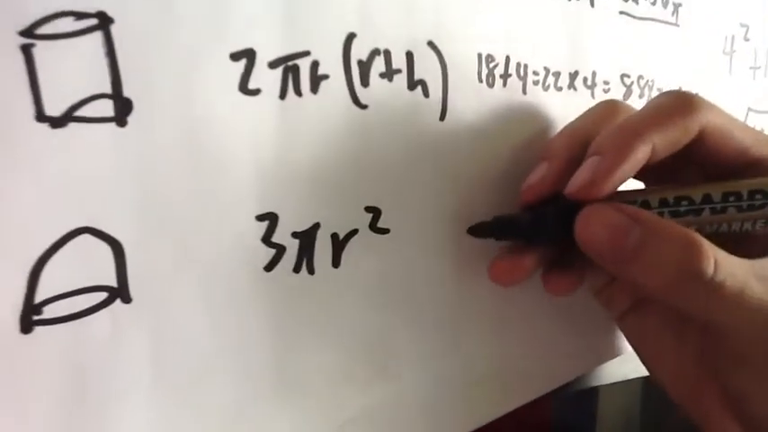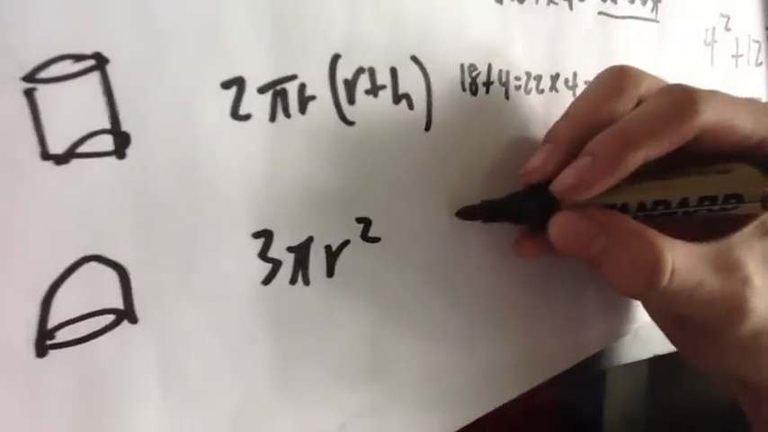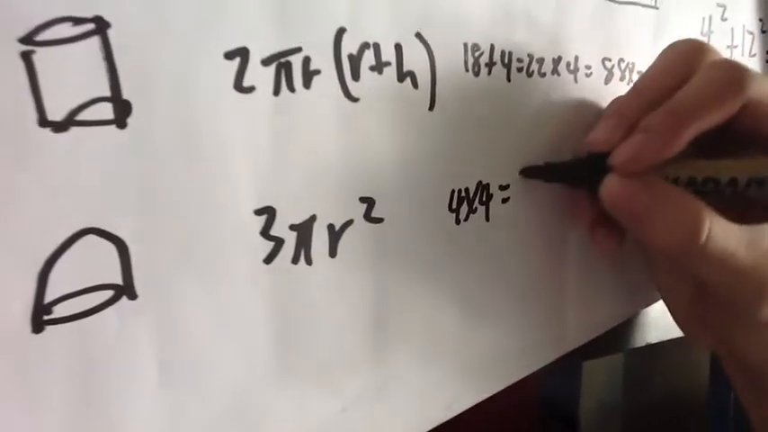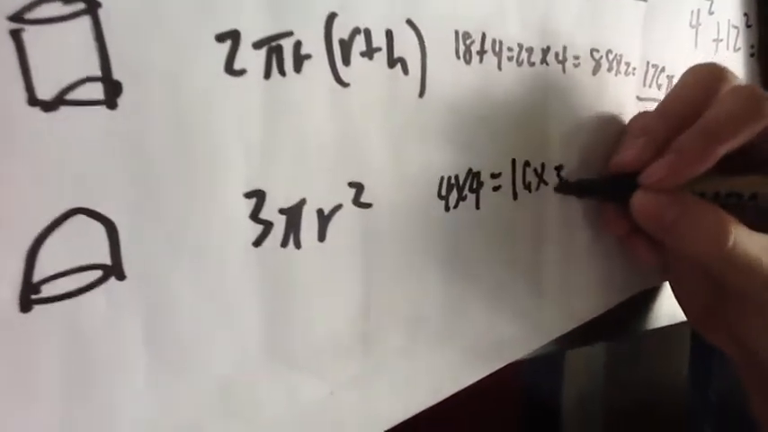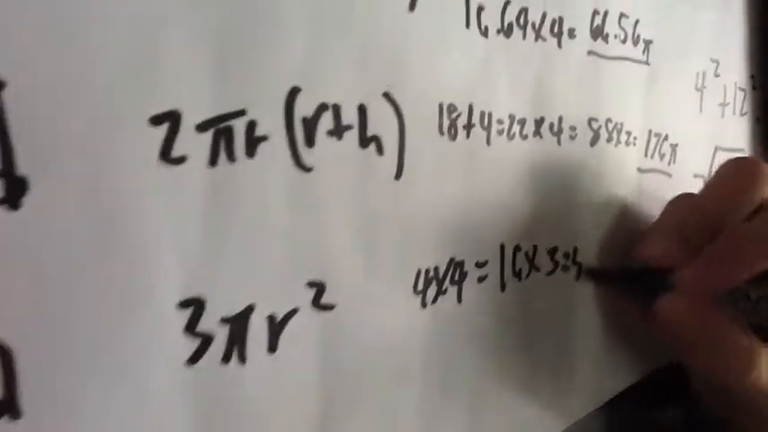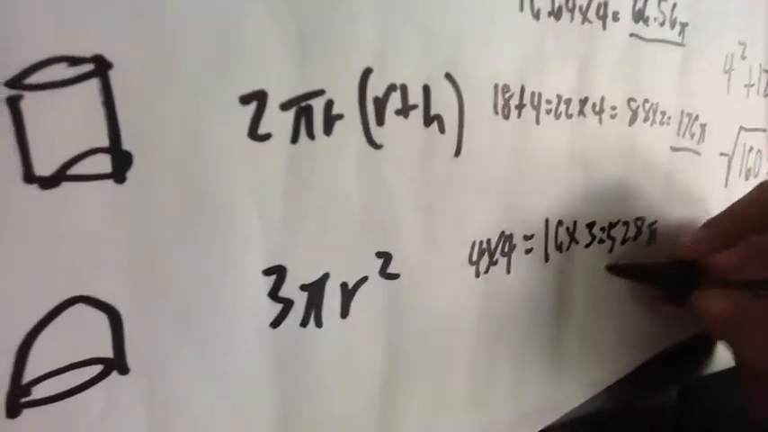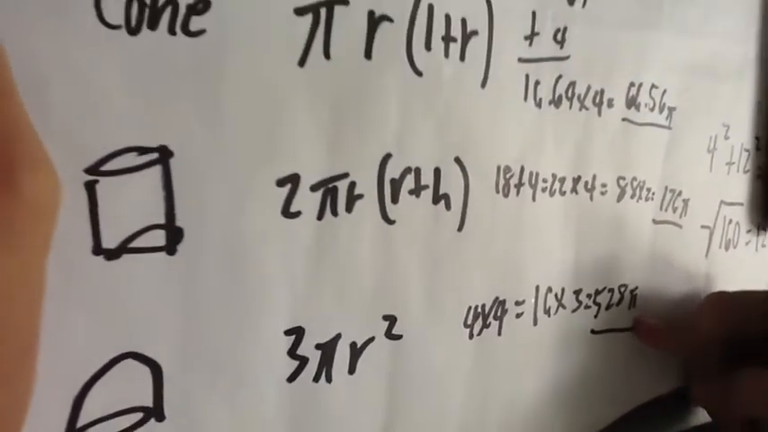That's the hemisphere. So that's our radius, which is 4. 4 times 4 is 16, r squared. And then times it by 3, which is 48 pi. And that is the surface area of the hemisphere.